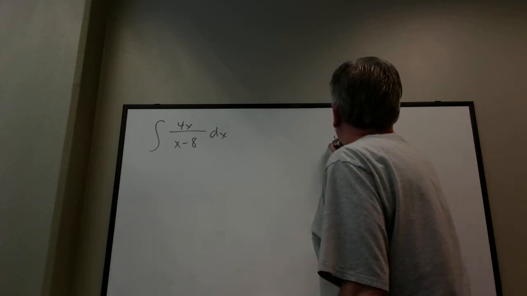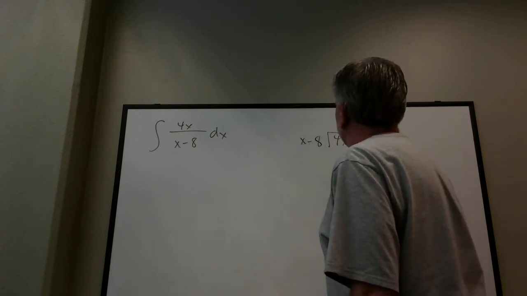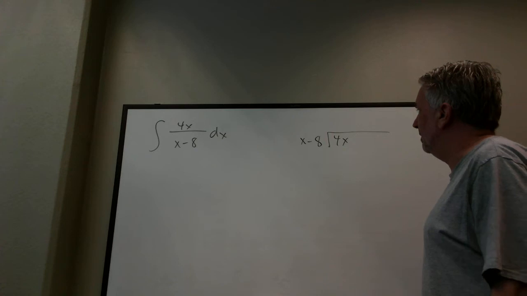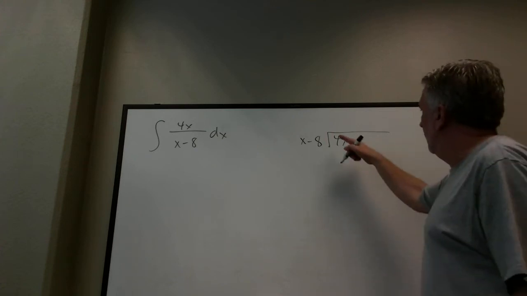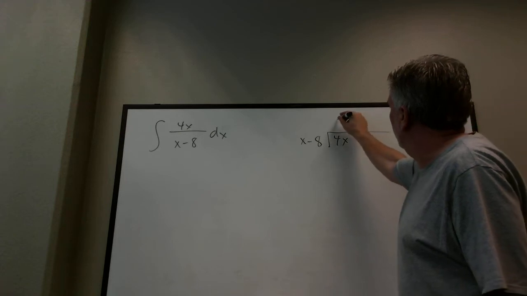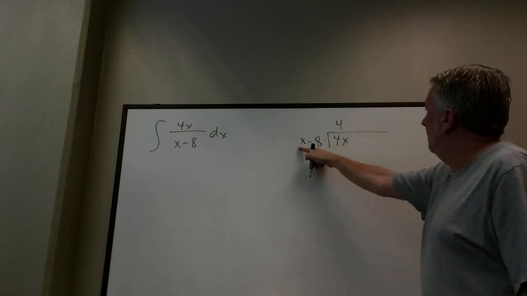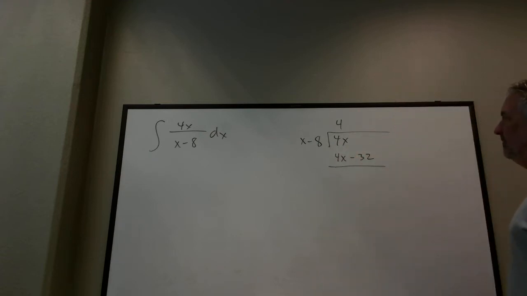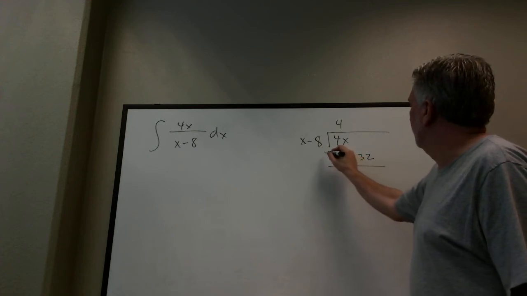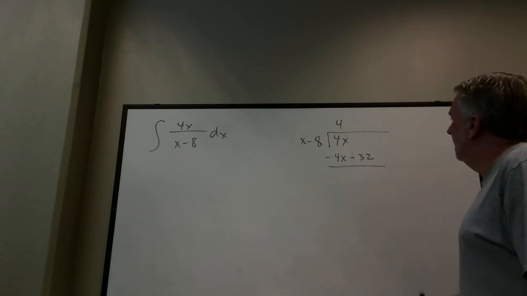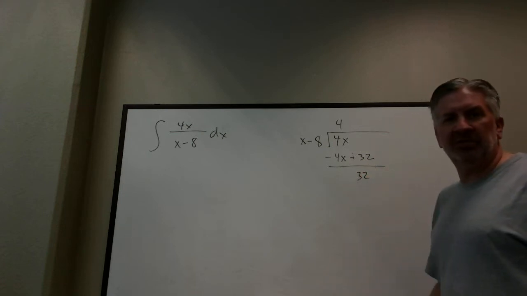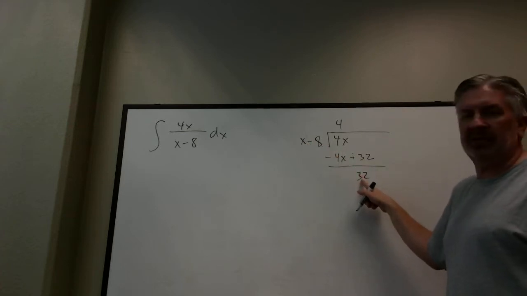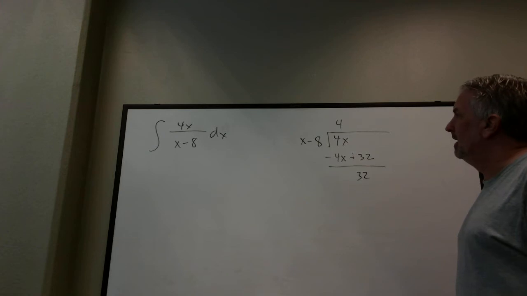So I need 4x divided by x minus 8. And when you do the long division with polynomials, always write from highest power to lowest power, from left to right. All right, so what do I have to multiply x by to get 4x? Well, I need a 4. And when I multiply 4 times x minus 8, I get 4x minus 32. But then I have to subtract, so I'm going to change the sign and add. And then when I add, I get 32. And again, how do you know when to stop in long division? When the degree of this is strictly less than the degree of that. So this is a constant, the degree is 0, that's degree 1, so we're done.